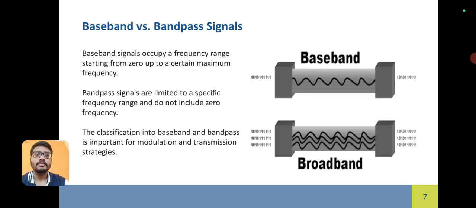Baseband versus bandpass signals. Baseband signals occupy the frequency range starting from 0 up to a certain maximum frequency. Bandpass signals are limited to a specific frequency range and do not include the zero frequency. The classification into baseband and bandpass is important for modulation and translation systems.